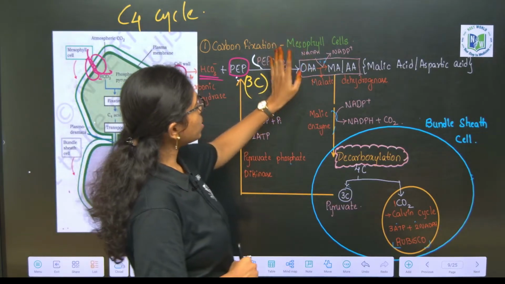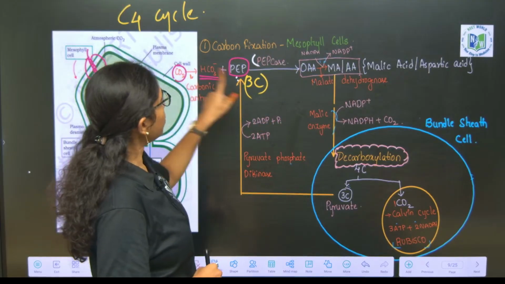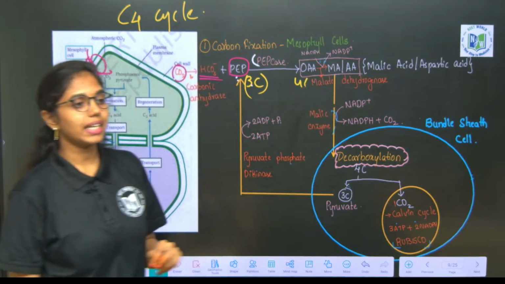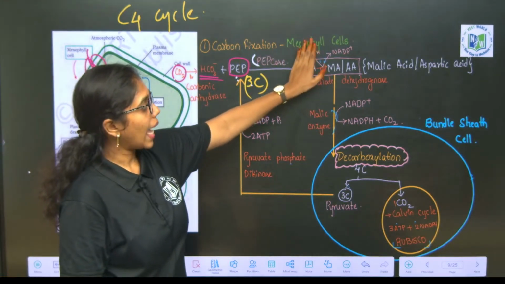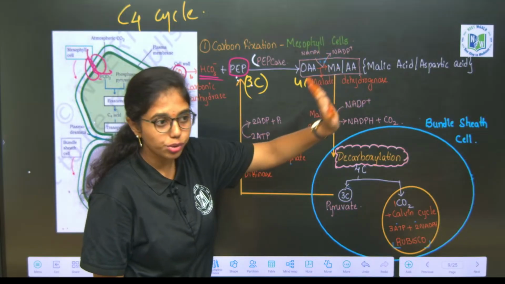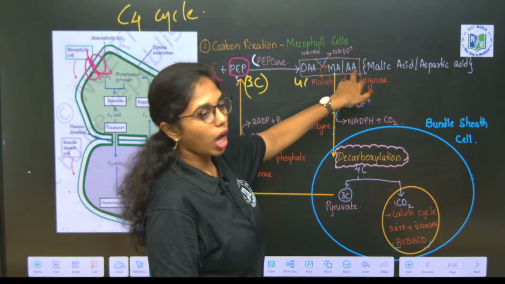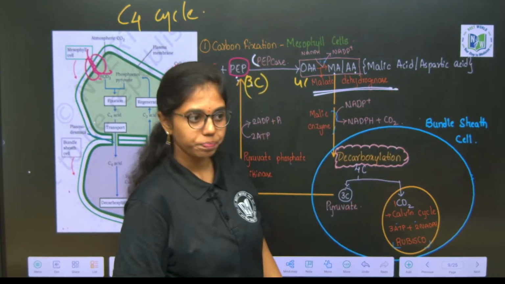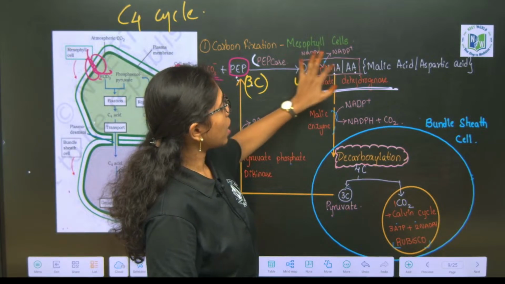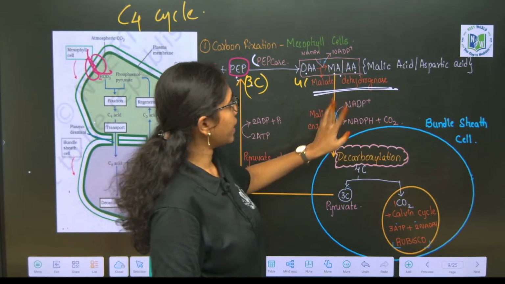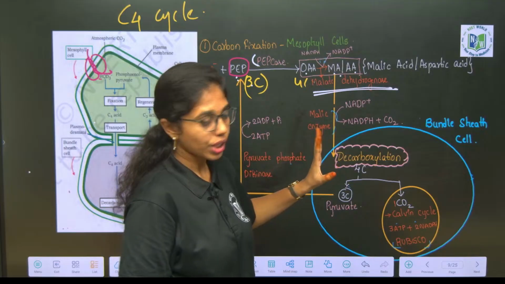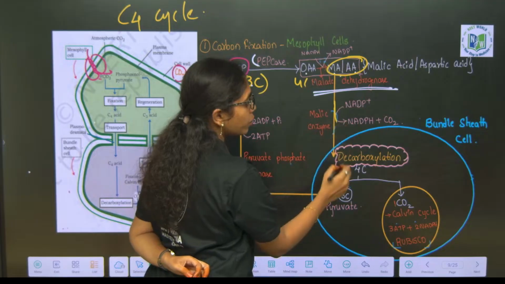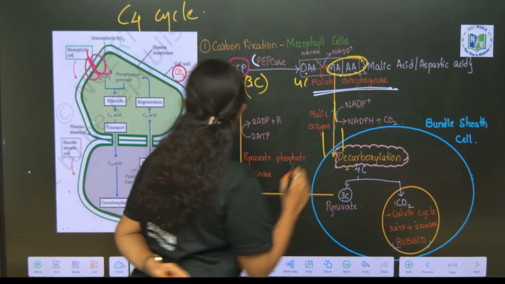So this is catalyzed by PEPcase, and 1 carbon plus 3 carbon, forming what stable product? 4 carbon oxaloacetic acid. This oxaloacetic acid is changed or isomerized to malic acid or aspartic acid by the enzyme malate dehydrogenase. Okay. OA is converted to malic acid or aspartic acid by the enzyme malate dehydrogenase. This malic acid or aspartic acid will enter into the bundle sheath cells by plasmodesmatal connections.